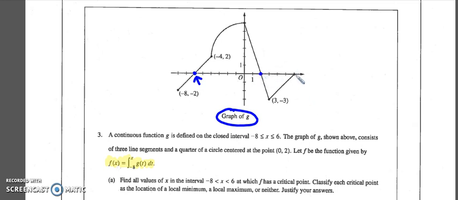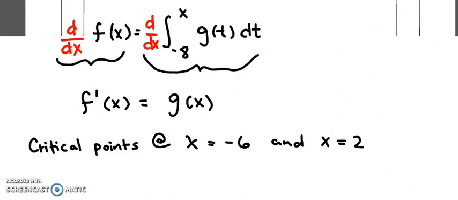Now notice that we have a zero here as well. However, it never jumped from the negative side to the positive side. So the reason why this is a critical point is because it changed from negative to positive. This one changed from positive to negative. And here it never changed from negative to positive. So these are the only two critical points. So that's the first part of that question. The critical points are at x equals -6, x equals 2.